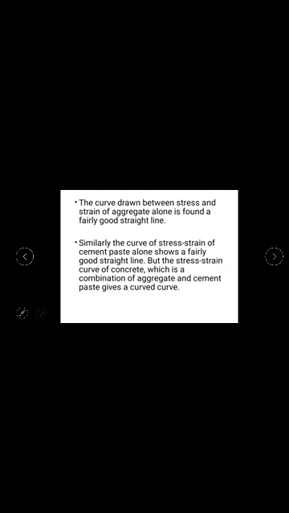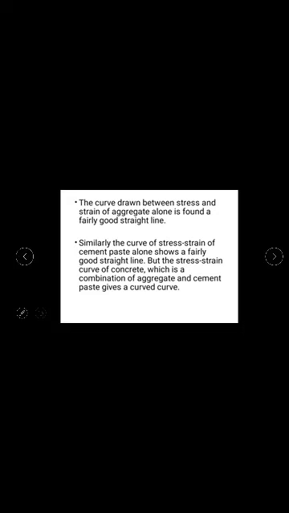The curve drawn between stress and strain of aggregate alone is found to be a fairly good straight line. That means if you draw the stress strain curve of aggregate alone, aggregate will give you a perfectly straight line, because aggregate is a homogeneous material. You won't be having any kinds of voids in it. So the stress strain diagram will also be very simple, and it will be linearly straight. The study of the stress strain curve of aggregate can be done easily.